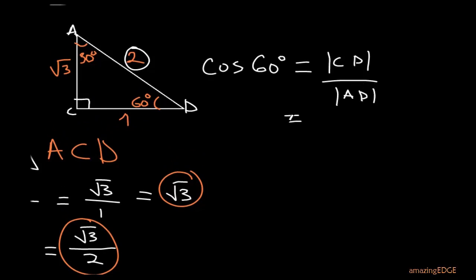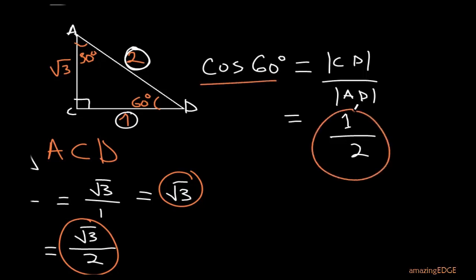So this now will be equal to, so line CD is giving us 1. Then over line AD, the line AD is giving us 2. So at the end of the day, what we have gotten now is that cos 60 degrees is equal to 1 over 2.